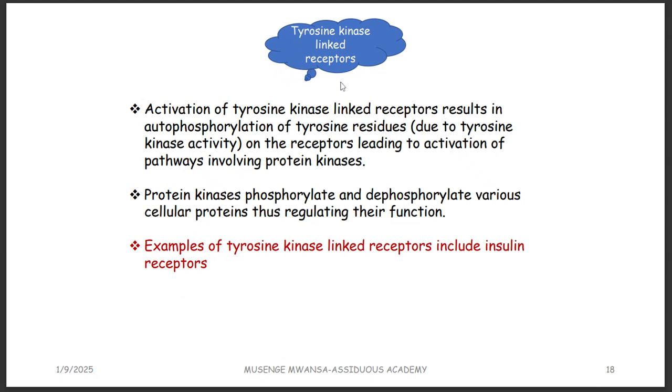You also have those which are tyrosine kinase linked receptors. An important one I just want you to remember for this one is insulin, which is a drug that will be used in the treatment of diabetes type 1, even type 2. But it's the only drug that can treat diabetes type 1. So take note of the tyrosine kinase. Of course, it will be important later on when we talk about diabetes. But for now, just remember the tyrosine kinase.